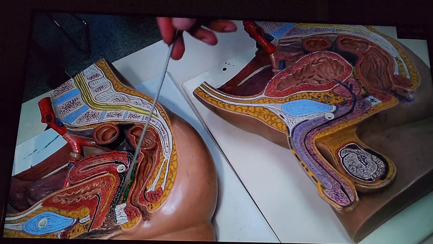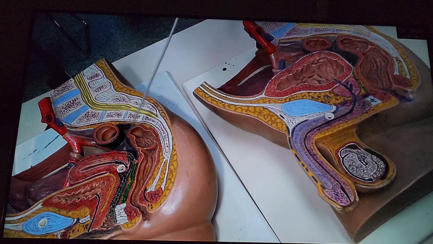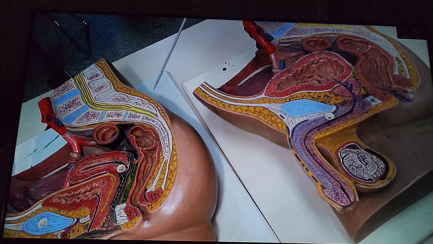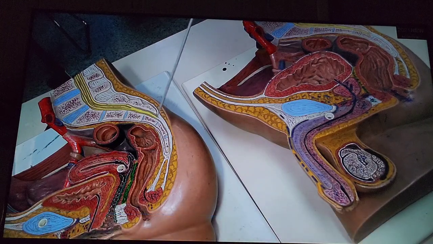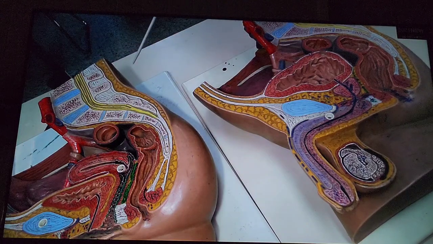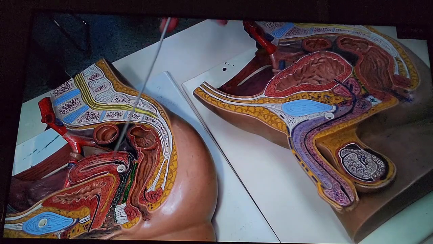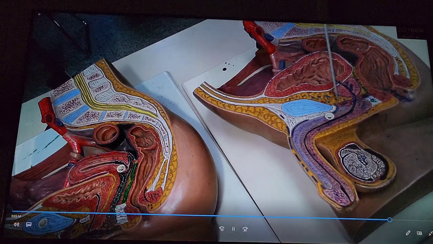The pelvic fascia can be either parietal or visceral fascia. The parietal one lines the pelvic wall, and above the pelvic inlet is continuous with the fascia lining the anterior abdominal wall. Here you can see the superior fascia of the pelvic diaphragm and the inferior fascia of the pelvic diaphragm.